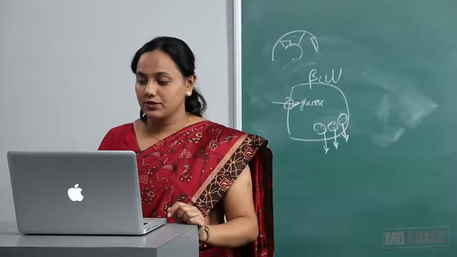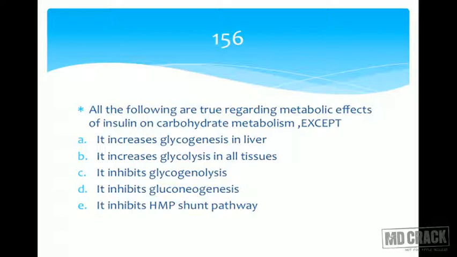Let's go to the next question. All the following are true regarding metabolic effects of insulin on carbohydrate metabolism, except. So again, we are looking at an integrated question in which we are talking of insulin's metabolic effects. This is something which should be known. It inhibits HMP shunt pathway. No, insulin does not inhibit HMP shunt. It also activates the HMP shunt pathway.